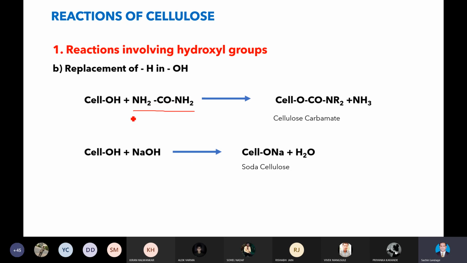In that, if there is an unreacted part of the urea, it will react with the cellulose also, and we are going to get carbamate formation over there, which is an unrequired reaction, sir. Yes. Sir, the CONH2 should be there in the carbamate, no?